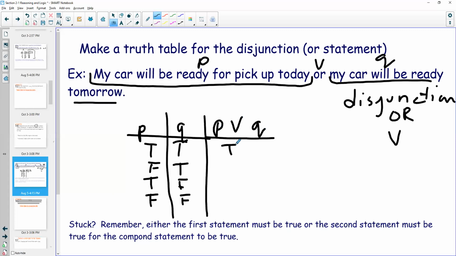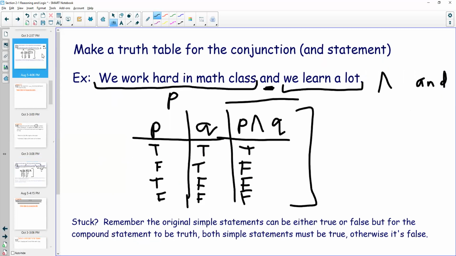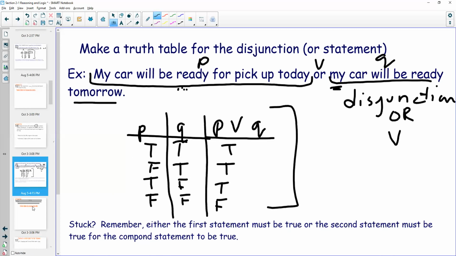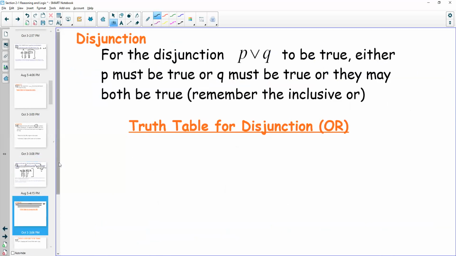If my car is not ready today and the first statement is false, but it is ready tomorrow, and that's true, then I have a car to drive. I'm good. If my car is ready for today, but it's not ready tomorrow, well, I have a car to drive today. But if neither of those is true, I don't have a car and I'm out of luck, so that's false. This is the truth table for a disjunction. You'll notice here that there are 3 ways to be true and 1 false. When we did and further up, there were 3 ways to be false and 1 way to be true. All right, so that's the truth table for disjunction.